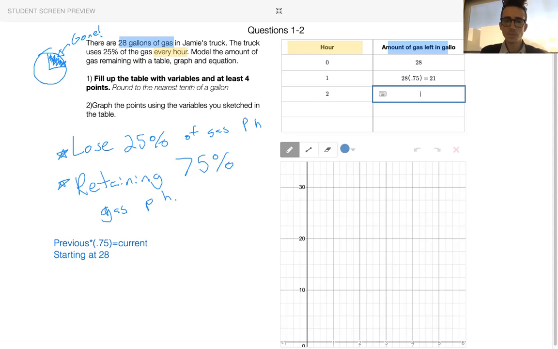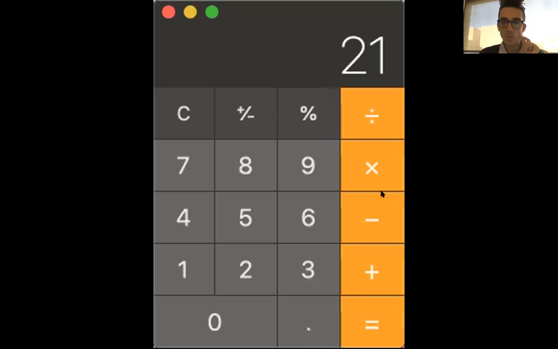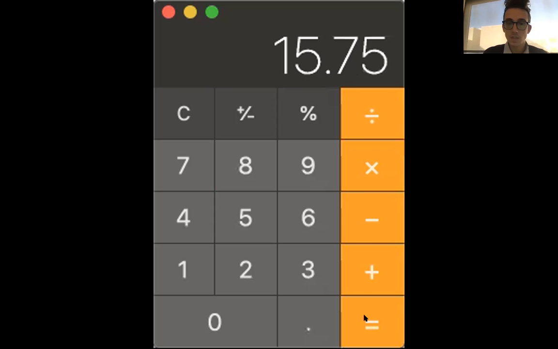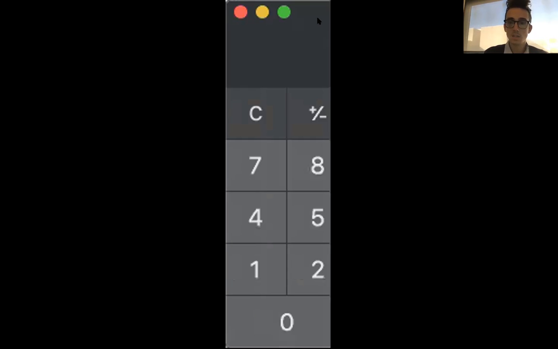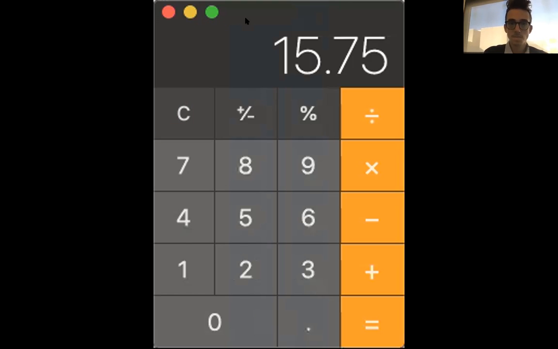So for hour 2 and 3 and 4, we would keep that momentum going. It's going to keep on going, trust me. So if we take 21, and I'll actually share everything now. So let me share my calculator. So I'm taking 21, multiplying it with 0.75. So that gets me 15.75. So let me report that back. So 15.75.